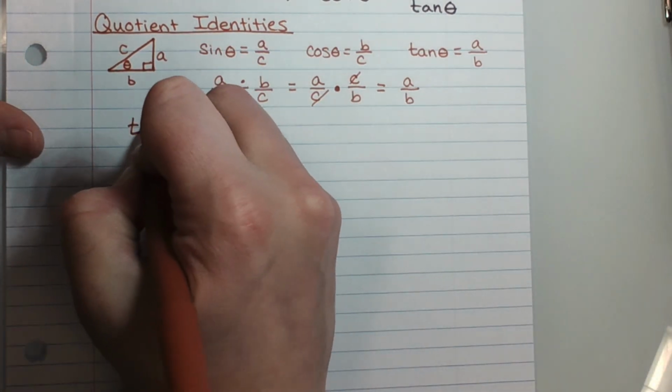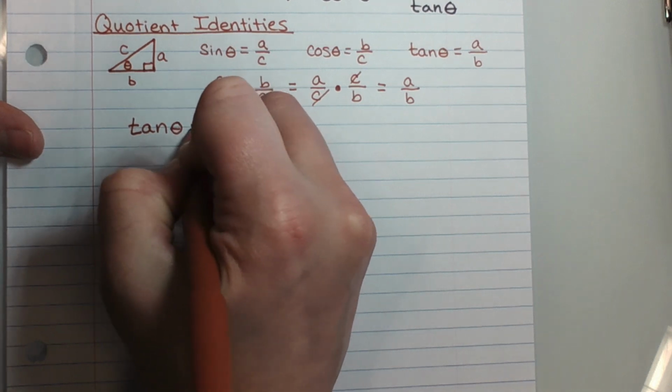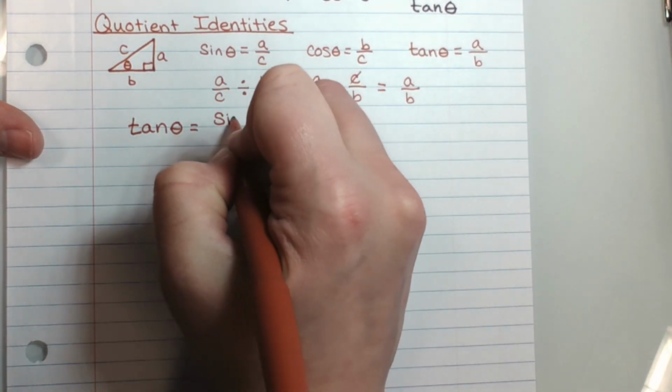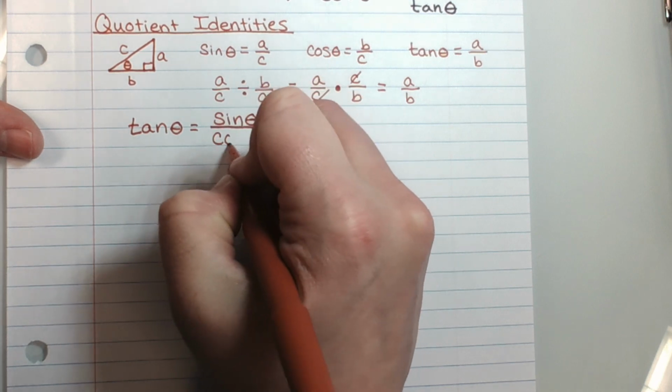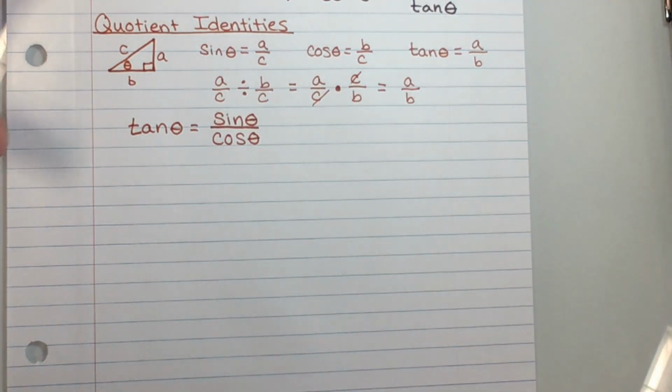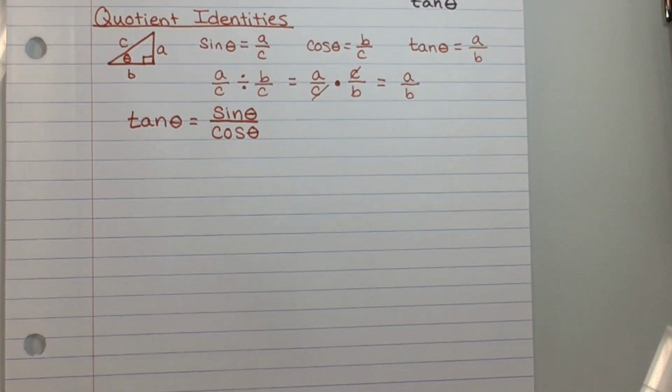We have this quotient identity written on the bottom of our unit circle. That is one of the two quotient identities.